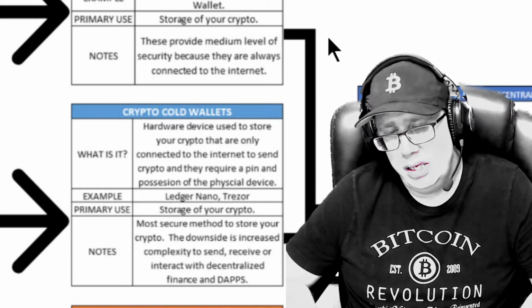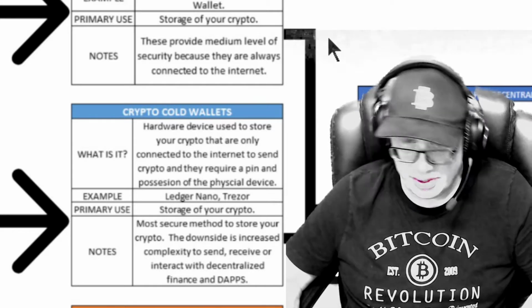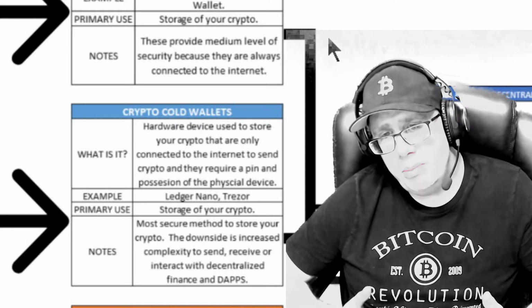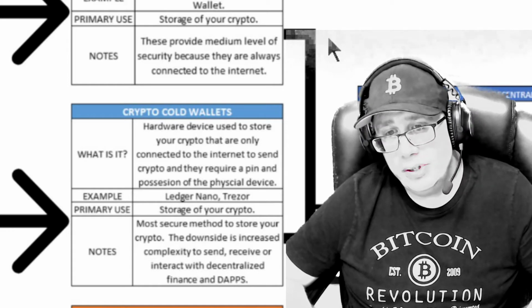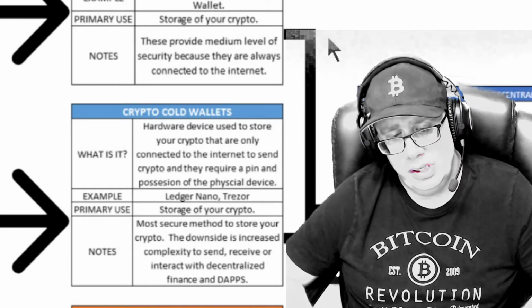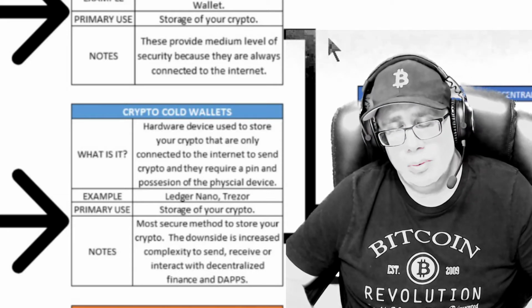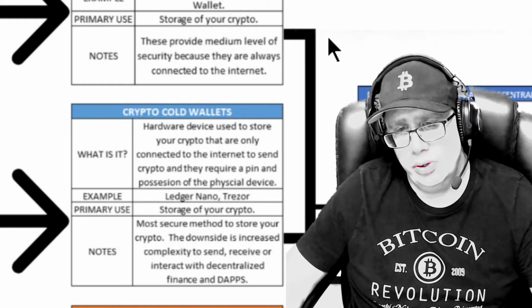But let me note, it does increase complexity when you go to interact, because you've got to put a PIN in, you have to have it connected to the USB, etc. But I do recommend a Ledger or a Trezor. I'll have links down below if you're serious about storing your crypto. The first time using it, it may be a little confusing, but once you've done a couple of transactions on it, you'll realize it's really not so hard to use.